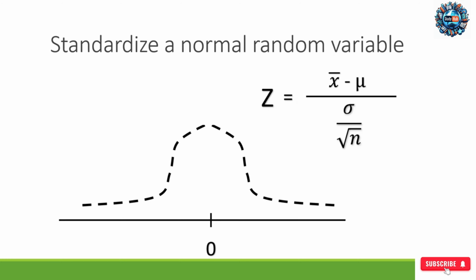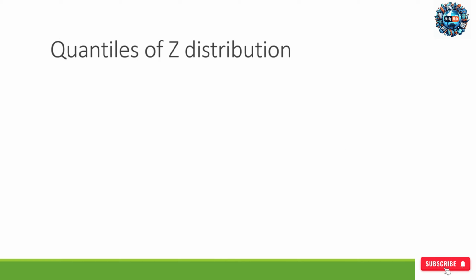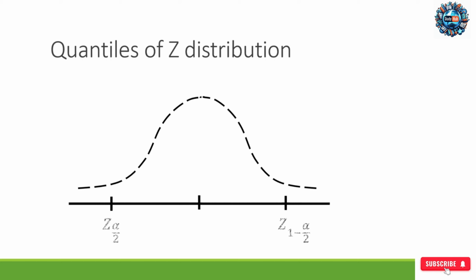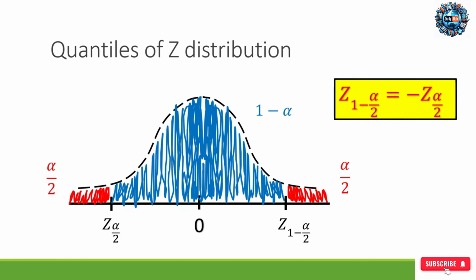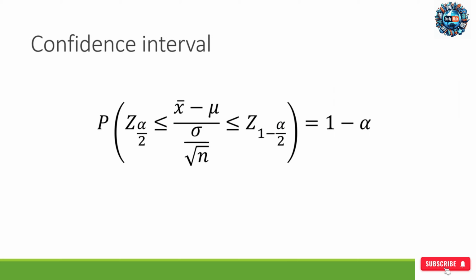For the z distribution, it is not difficult to find two quantities, z alpha over 2 and z 1 minus alpha over 2, such that in the middle the probability is 1 minus alpha. Since z is symmetric with respect to 0, the magnitudes of these two quantities are the same except for the sign. We have z 1 minus alpha over 2 equal to negative z alpha over 2. Since the standardization form of the sample mean is also z, then we have this equation.